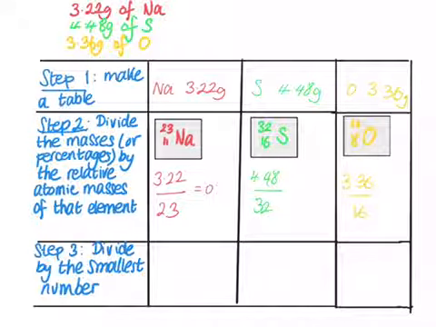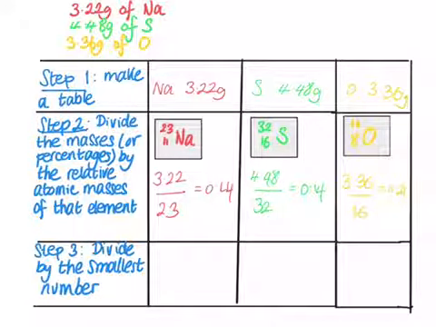This equals 0.14. This equals 0.14 as well. And oxygen equals 0.21. The next step is you look at these numbers, and there could be 2 or 3 different columns, and you divide all of these numbers by the smallest of these numbers. So the numbers are 0.14, 0.14, 0.21. So in this case, the smallest number is 0.14.